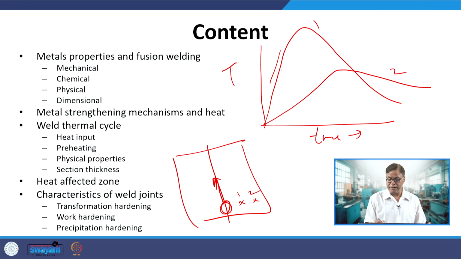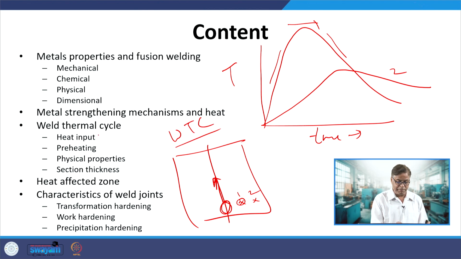So, our heating rate, cooling rate, and peak temperature, all three are affected by the location of the point. As we move away from the welded zone, the heating rate, cooling rate and the peak temperature are all reduced. So, these thermal cycles, this variation in temperature as a function of time, known as the weld thermal cycle, is affected by the heat input.